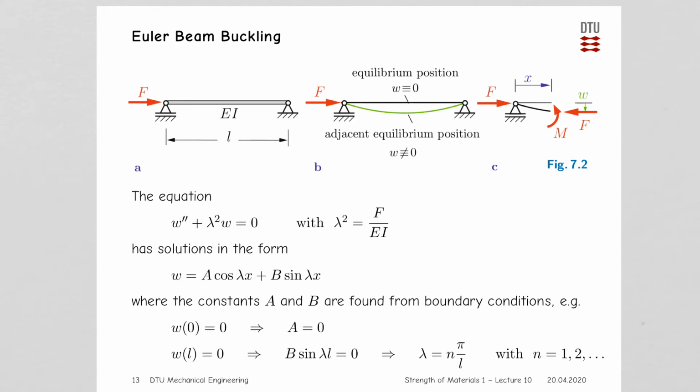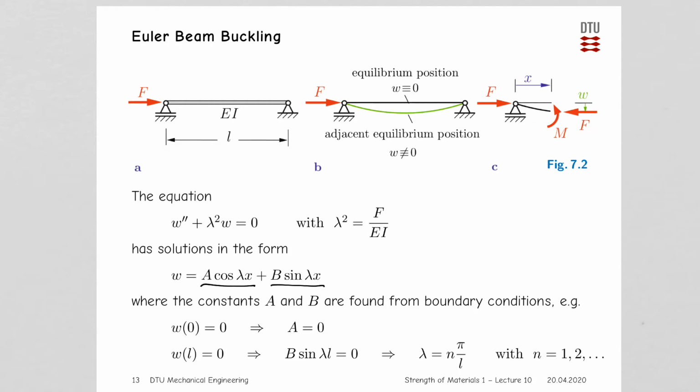So here, restating the equation with the parameter lambda squared. This is a well-known homogeneous differential equation. We can write up the solution in form of the sum of a cosine and a sine with two unknown coefficients, A and B, that we have to find using the boundary conditions. Well, we have here set ourselves on the boundary conditions of a simply supported beam.